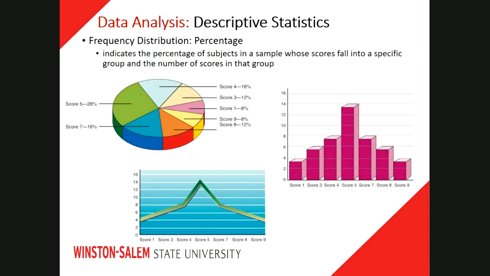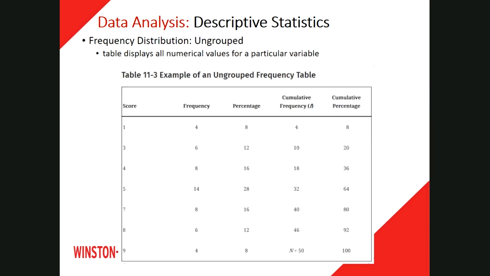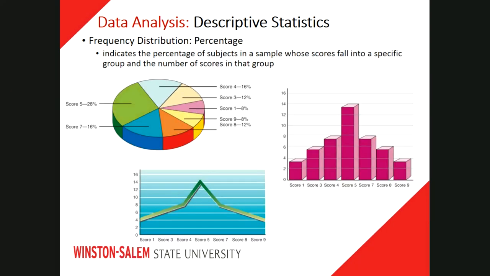Also, with descriptive statistics, you will see the percentage. Previously we talked about frequency and percent, and you can see how these are displayed together in this particular table, ungrouped and grouped. However, there are other ways to visually represent this data. You don't always have to put everything in a table. So you see the pie chart, the histogram, as well as the graph.